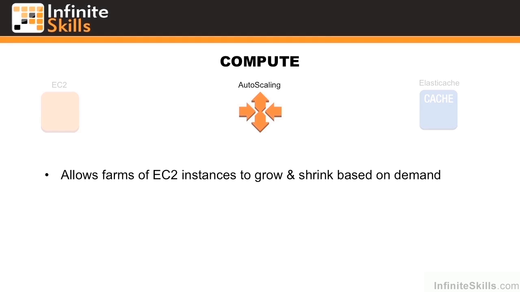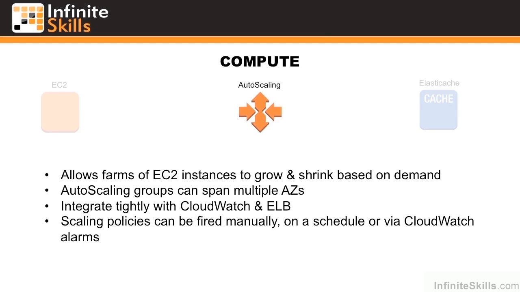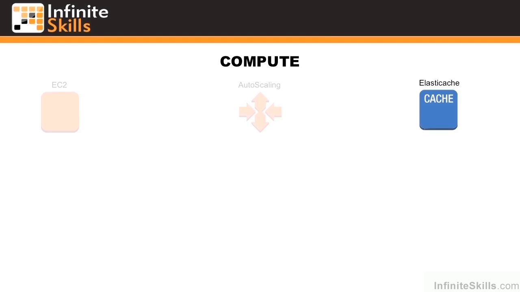Autoscaling allows for farms of EC2 instances to grow and shrink based on demand. Autoscaling groups can also span multiple AZs to keep any outage at a single AZ from taking down your whole infrastructure. They integrate tightly with CloudWatch and ELB, and the scaling policies can be fired manually, on a schedule, or via CloudWatch alarms. The important thing about autoscaling is that it comes at no additional cost. You're only charged for the resources that it spins up on your behalf.